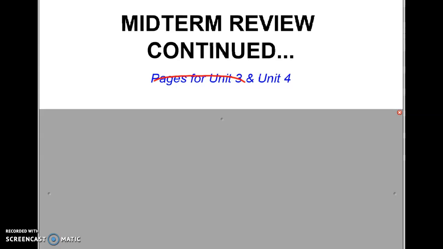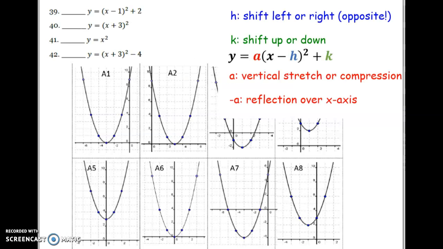I thought maybe I could fit Units 3 and 4 in the same video, but it looks like we're going to need one more for Unit 4, so here we go. At the top of the last page of your review, you have a matching section that goes over the transformations of the parent quadratic function, how they would shift or reflect. I wanted to help you match a couple of these on this slide.